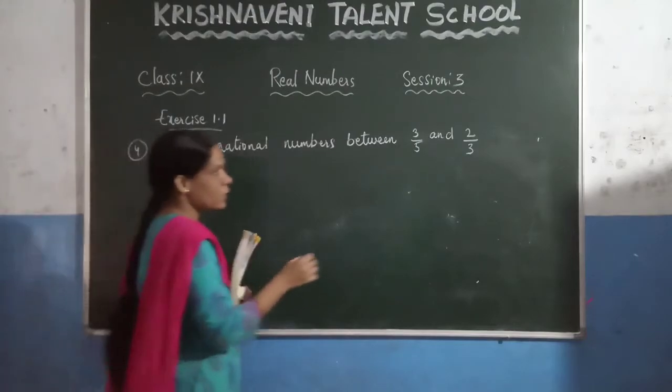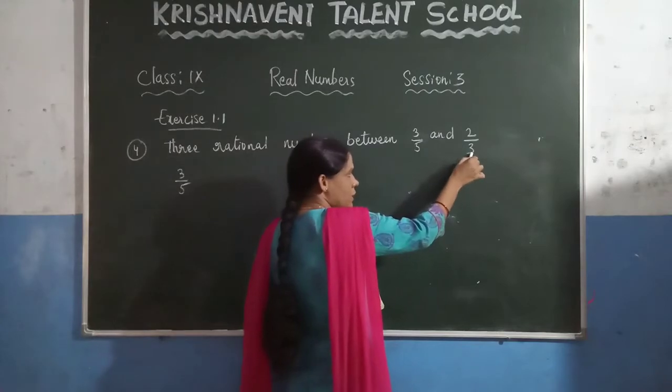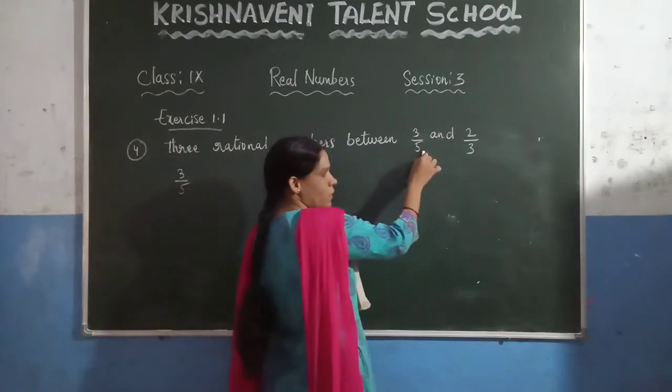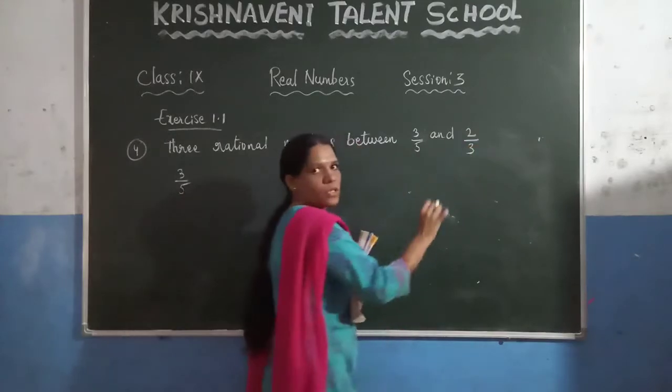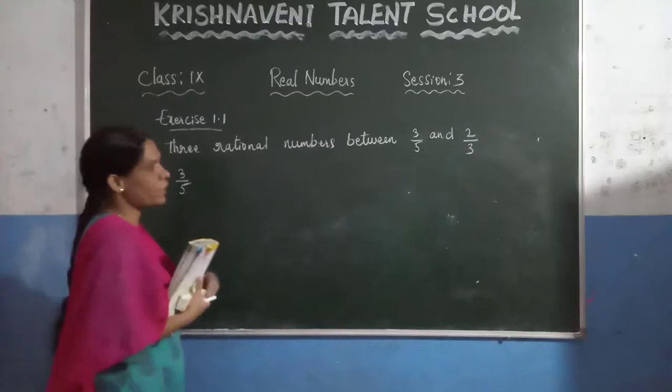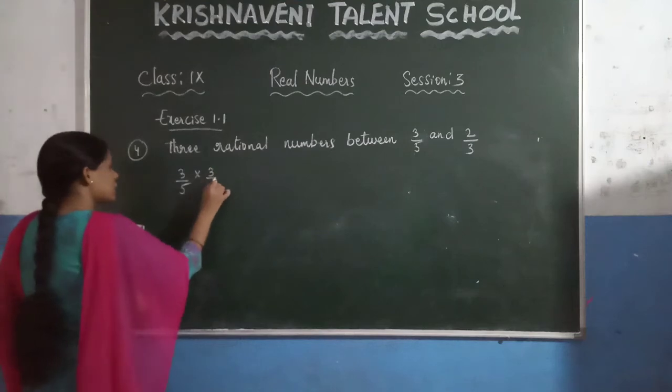How do you make the denominators as equal here? Just multiply this denominator to both these numbers, and multiply this denominator to this number. So if you consider 3 by 5, what is the denominator of the other number? 3. So you have to take the 3 and multiply and divide with 3.